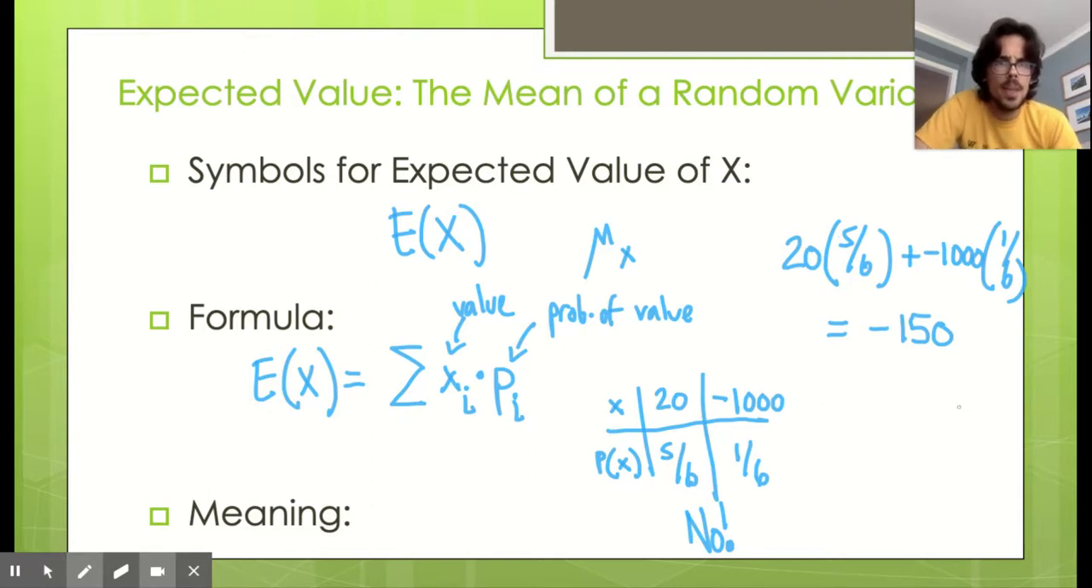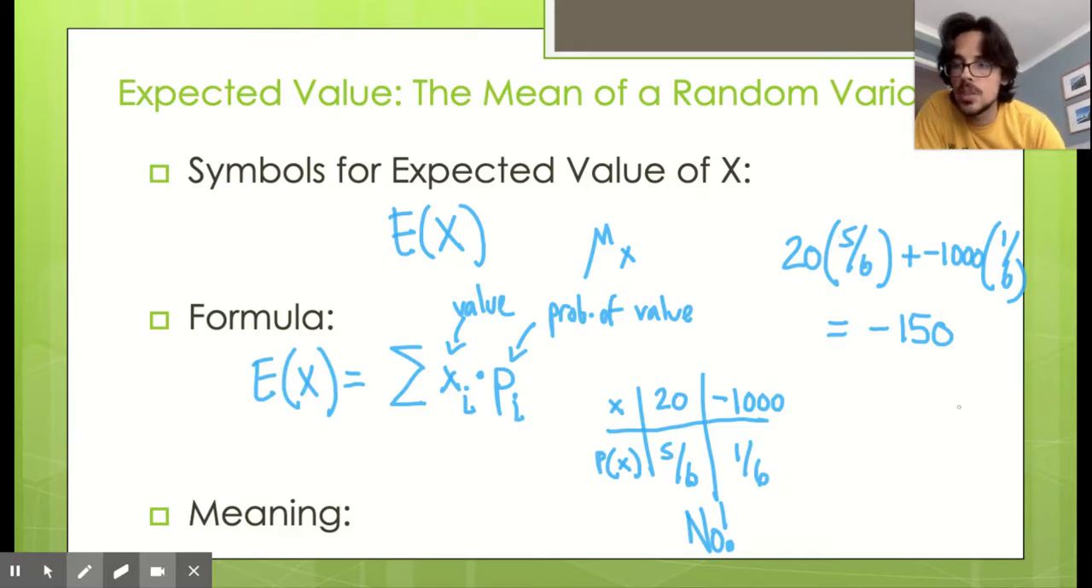Now think about what that means, because I'm going to give you how you interpret an expected value in just a minute. But if you think about that -150, there's never going to be a time where you roll the dice and you owe $150. That can't happen in the problem. You either win 20 or you lose 1,000. Those are the only possibilities there.